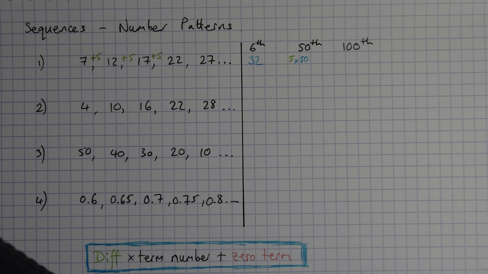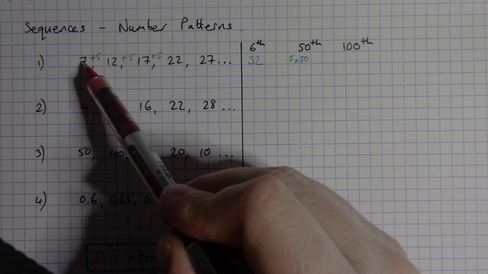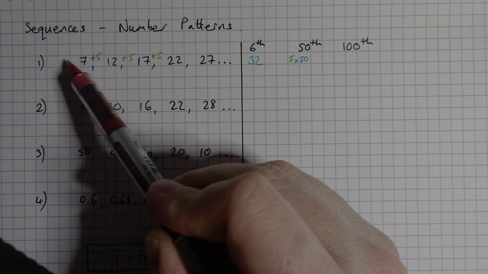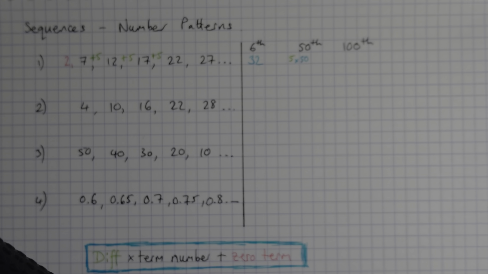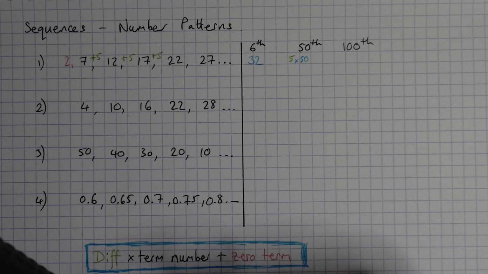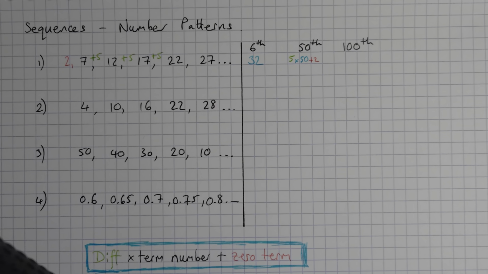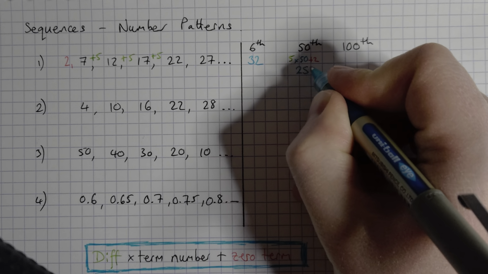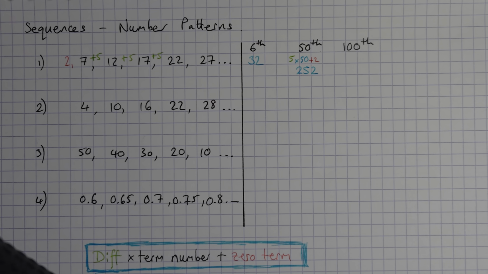That was the one that comes before the first term. Well, before the first term would have been 5 less than 7. That would have been 2, wouldn't it? Surely 2 would have come before the 7. That's positive 2, so plus 2. 5 times 50 is 250. Add on 2, I get 252. So the 50th term for the sequence in number 1 is just 252.